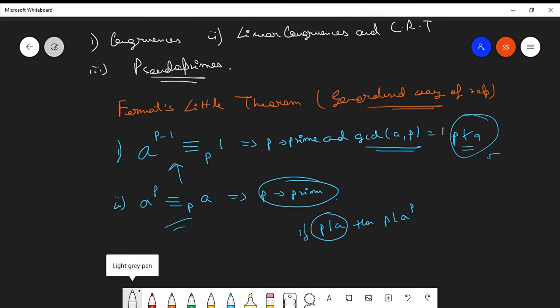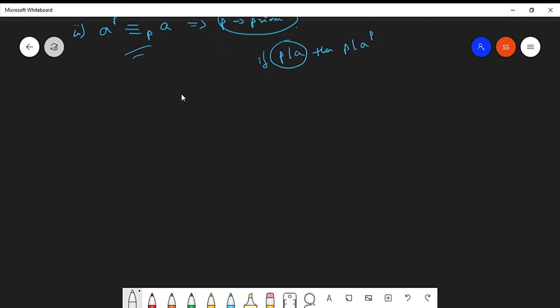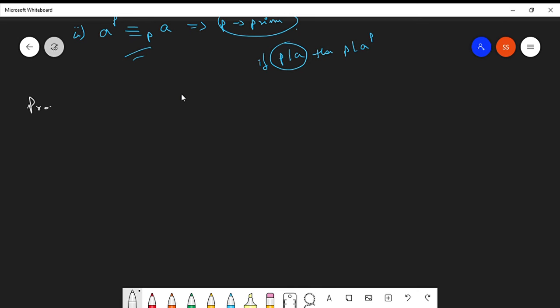So first let's understand the proof of this generalized way of representing Fermat's Little theorem, and then we will move on to pseudo prime concepts. Okay, so let's see. We will do proof by induction. What we need to actually prove is that a to the power p is congruent to a mod p for all a belonging to the set of positive integers.